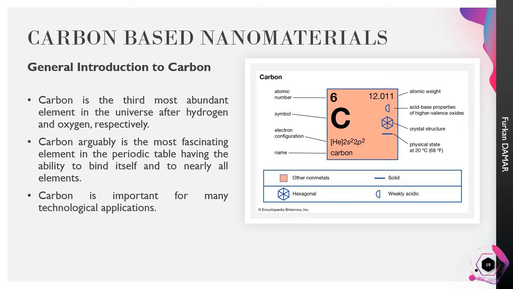Before talking about carbon-based nanomaterials, I want to introduce the carbon atom first. Carbon is the third most abundant element in the universe after hydrogen and oxygen, respectively. Carbon, arguably, is the most fascinating element in the periodic table, having the ability to bind to itself and to nearly all elements. Carbon is important for many technological applications thanks to this binding ability, and in the figure, some properties of the carbon atom can be observed.